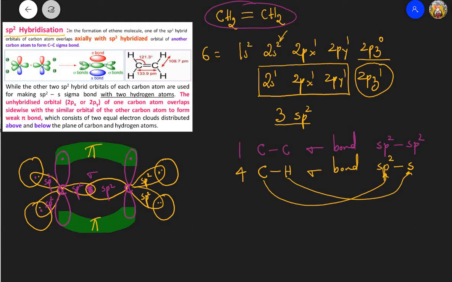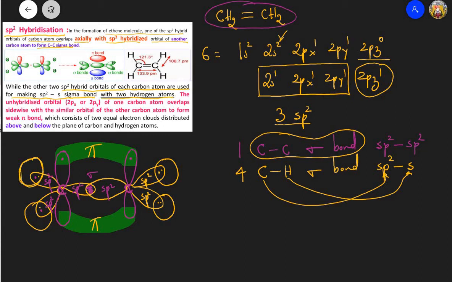So let us go through this explanation here. In the formation of the ethene molecule, one of the sp2 hybrid orbitals of carbon overlaps axially, that is head-on, with the sp2 hybridized orbital of another carbon atom to form a carbon-carbon sigma bond that we have learnt here. So this is one carbon-carbon sigma bond, right? The other two sp2 hybrid orbitals of each carbon atom are used for making sp2-s sigma bonds with the two hydrogen atoms.